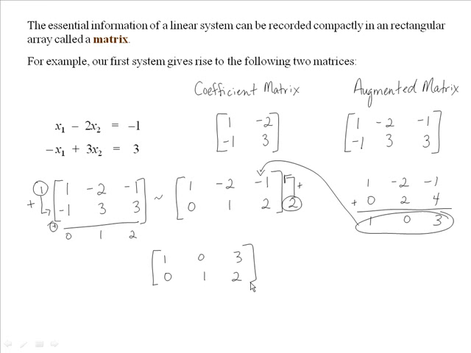So notice that I have my solutions in my last column. So I still have the solution 3, 2, because this translates to the equations x1 equals 3 and x2 equals 2.